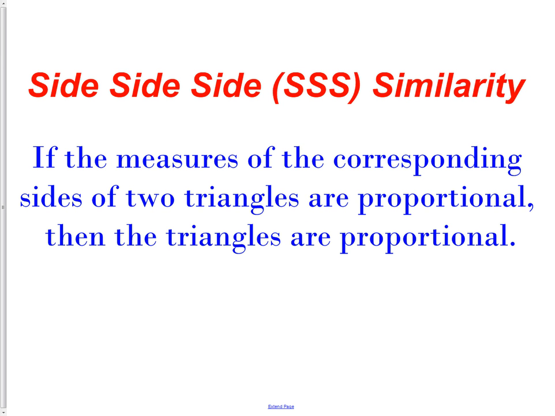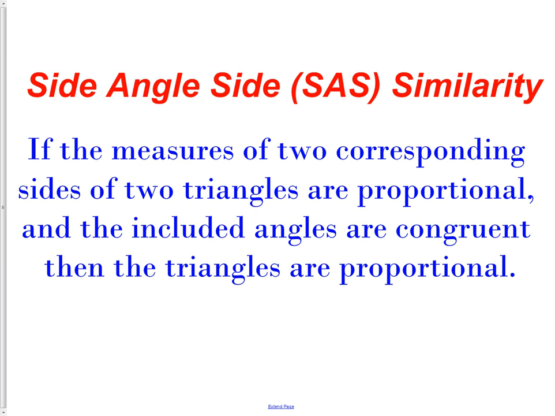If the measures of the corresponding sides of two triangles are proportional, then the triangles are similar. Side-angle-side similarity. If the measures of two corresponding sides of two triangles are proportional and the included angles are congruent, then the triangles are similar.